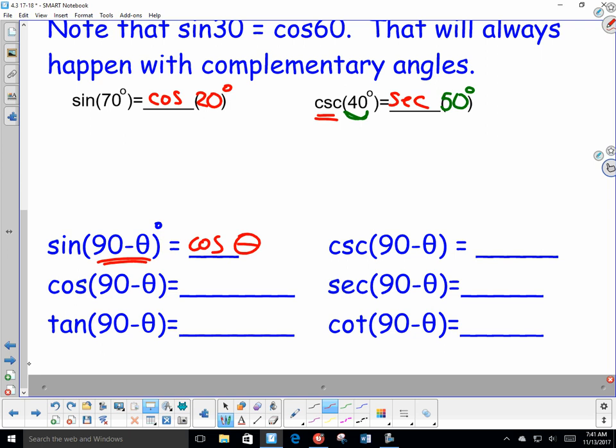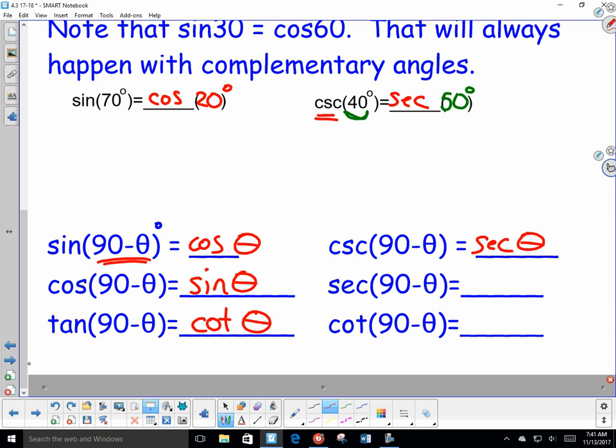So those are complementary angles. So the cosine of 90 minus theta is going to equal the sine of theta. The tangent of 90 minus theta is going to be the cotangent of theta. And the cosecant of 90 minus theta is going to be the secant of theta. Again, I'm just either throwing the word co on, or I'm taking the prefix co off to get the cofunctions, and then I'm saying 90 minus theta and theta are complementary angles.